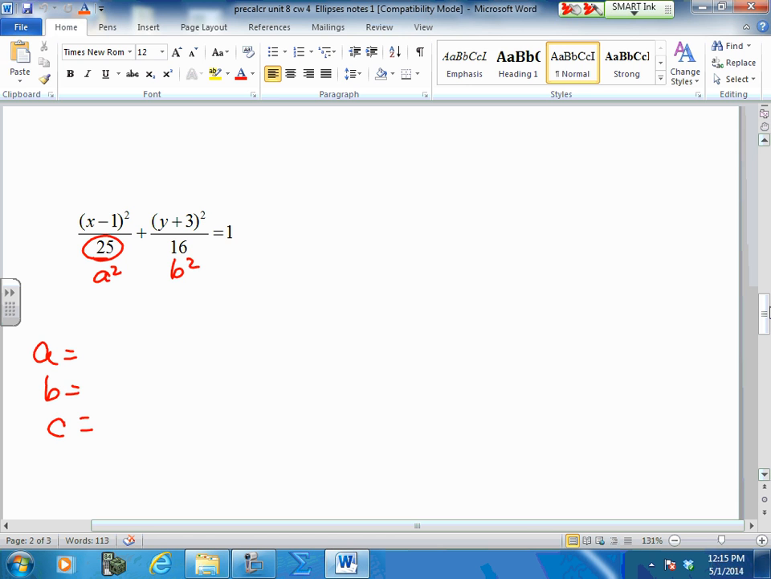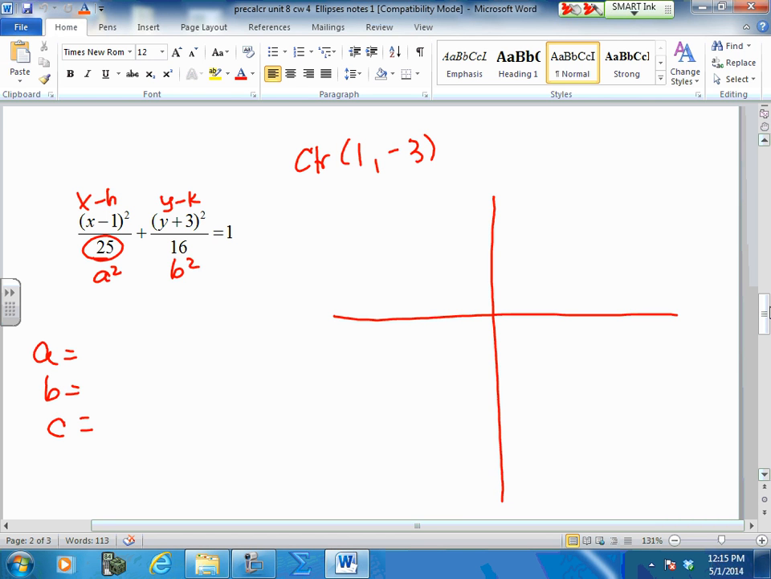Now, this is a different center for this one. We offset this. It doesn't start at 0, 0. Where's the center of your ellipse? 1, 4. 1, negative 3. Good. So, give yourself enough space and make 1, negative 3. There's the center of your ellipse.